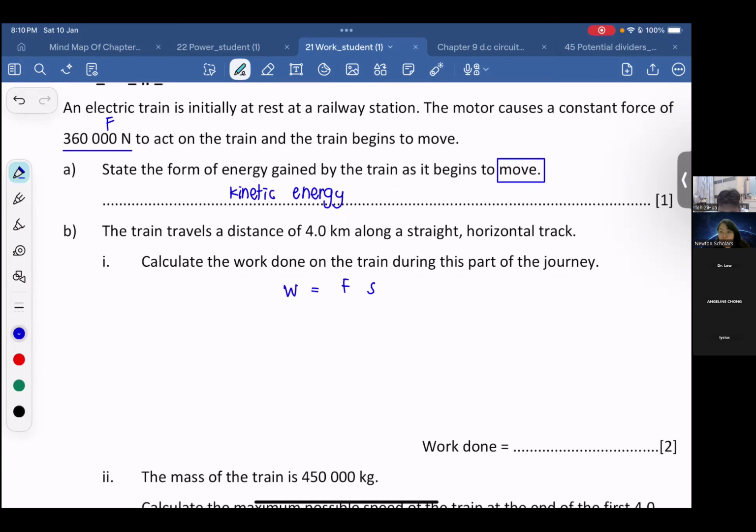Okay, Zihua, how many zeros? 1, 2, 3, 4, 5, 6. No, Zihua, no. Zihua is wrong.